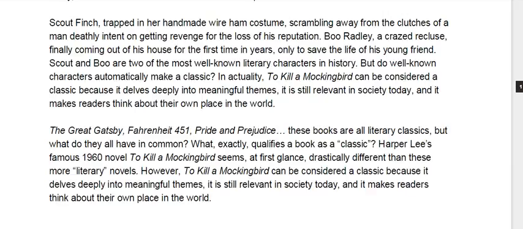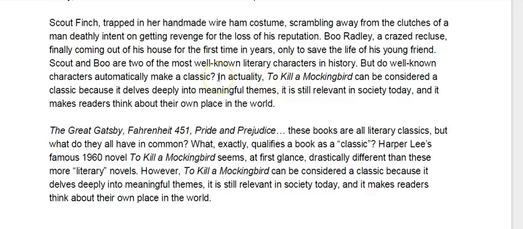Scout and Boo are two of the most well-known literary characters in history, but do well-known characters automatically make a classic? In actuality, To Kill a Mockingbird can be considered a classic because it delves deeply into this, blah, blah, blah. So in this case, you'll note my sentences here are not complete sentences. The one about Scout and the one about Boo, they're fragments, and that's a stylistic choice that I made. But I talked about this particular scene, saying, oh, these characters are really famous. Does that make this book a classic? No, really, it's these things.